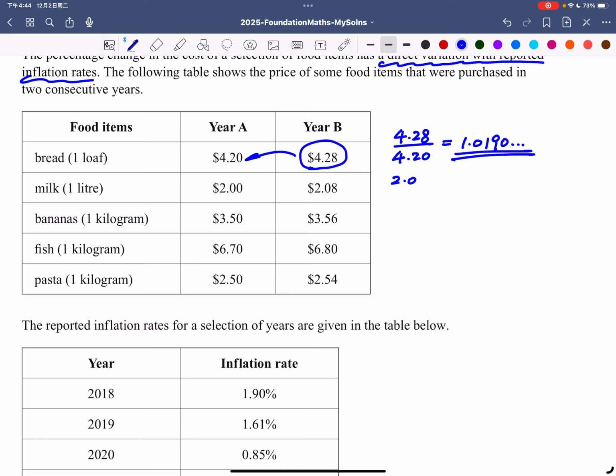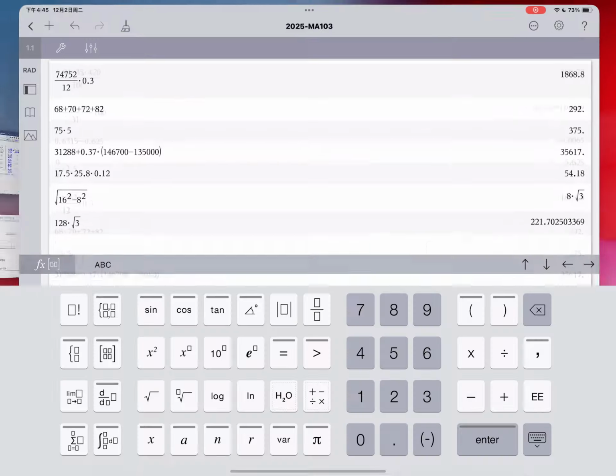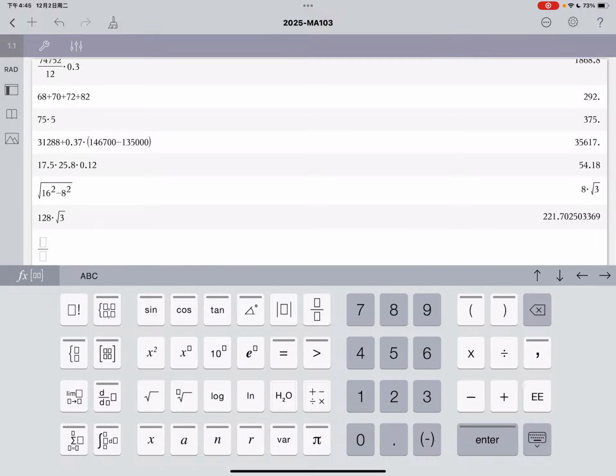Then we can say 2.08 divided by 2.00, 3.56 divided by 3.50, 6.80 divided by 6.70, 2.54 divided by 2.50. Calculating 5 ratios. I know these 5 ratios are all greater than 1. And then I probably can show you some specific calculations like 4.28 divided by 4.2. But I remember, you are trying to figure out an overall inflation rate.